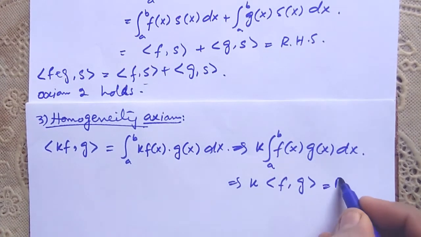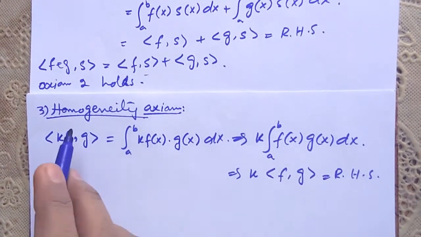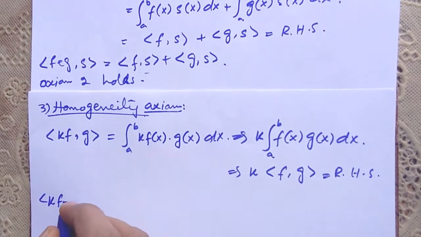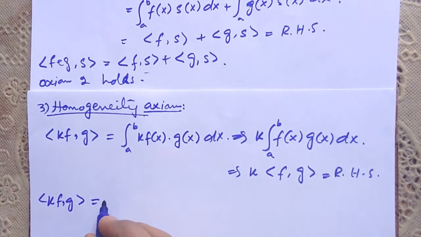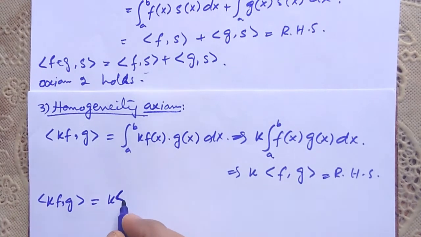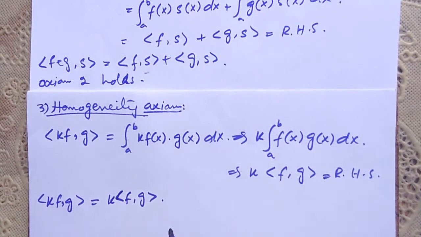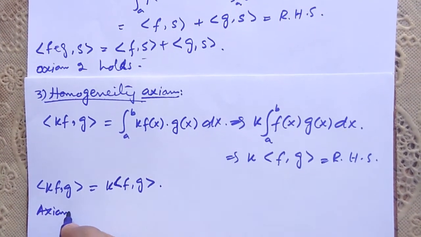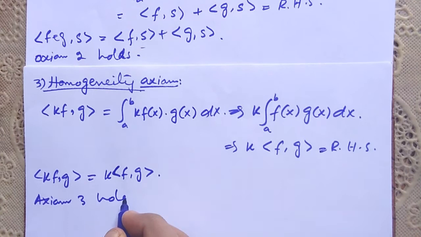So it is equal to the right hand side. For homogeneity we had to prove that the product of kf and g is equal to k times the product of f and g. So it has been proved, that is, axiom 3 holds.